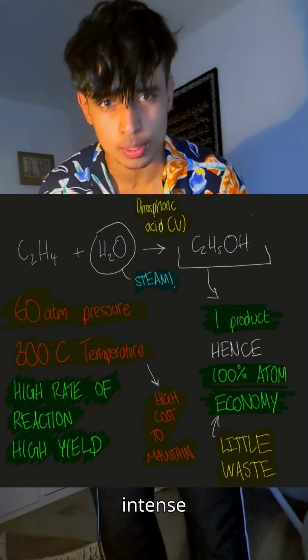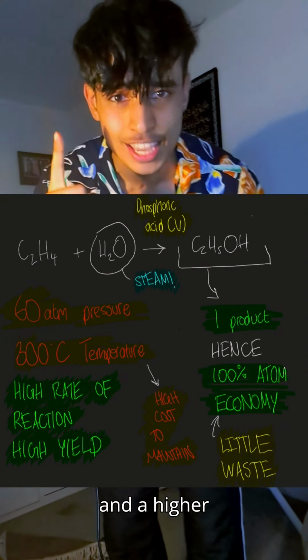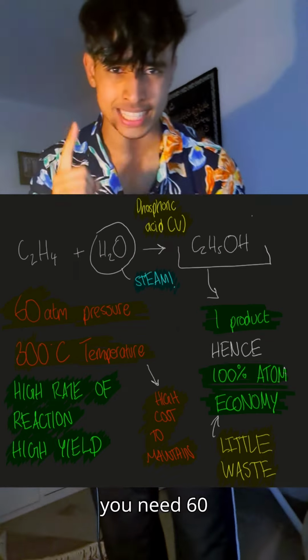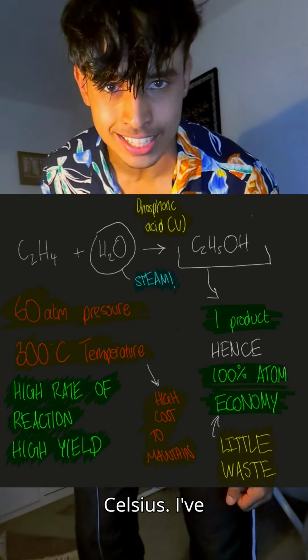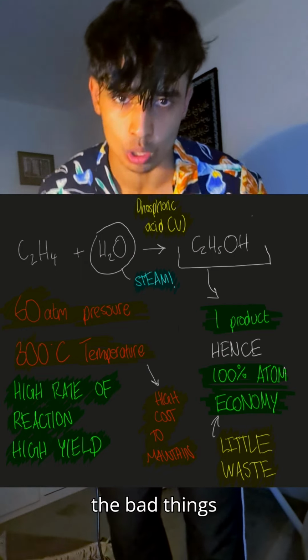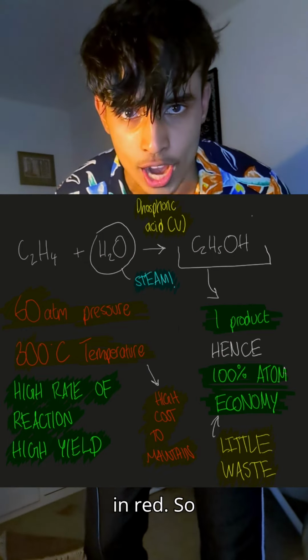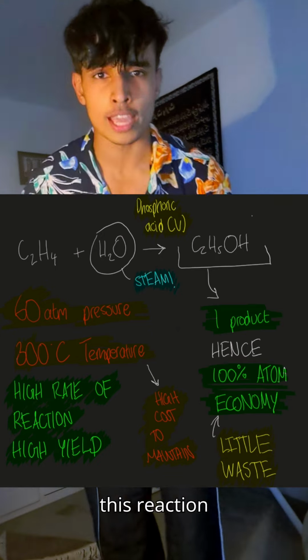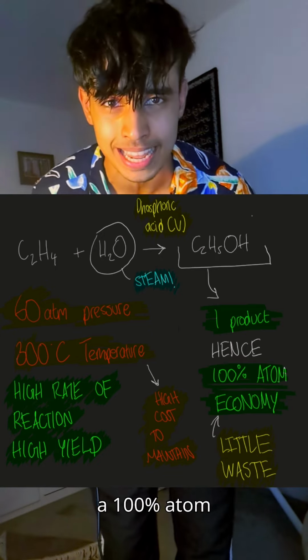This requires extremely intense conditions, but it gives a higher yield and a higher rate of reaction. So you need 60 atmospheres pressure and 300 degrees Celsius. I've color-coded it, so all the good things about this reaction are in green. All the bad things about this reaction are in red. Another good thing about this reaction is that it has a 100% atom economy.